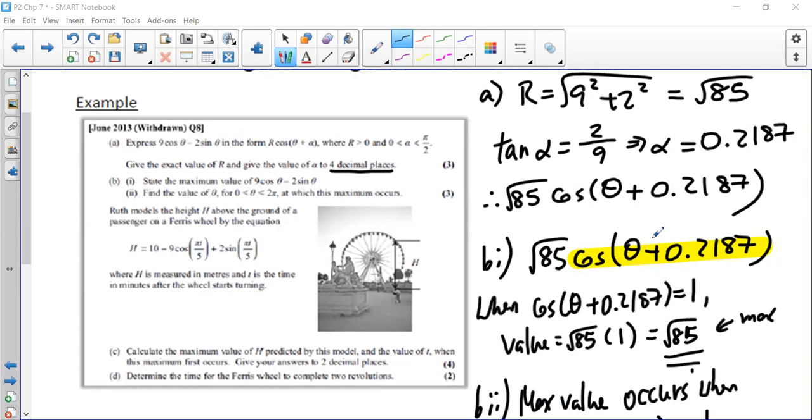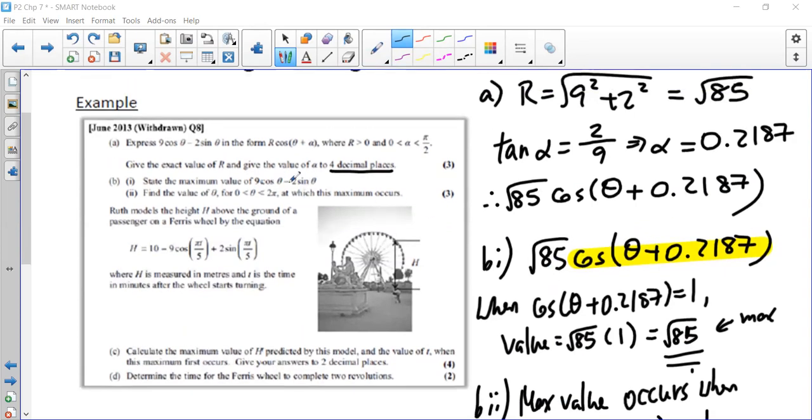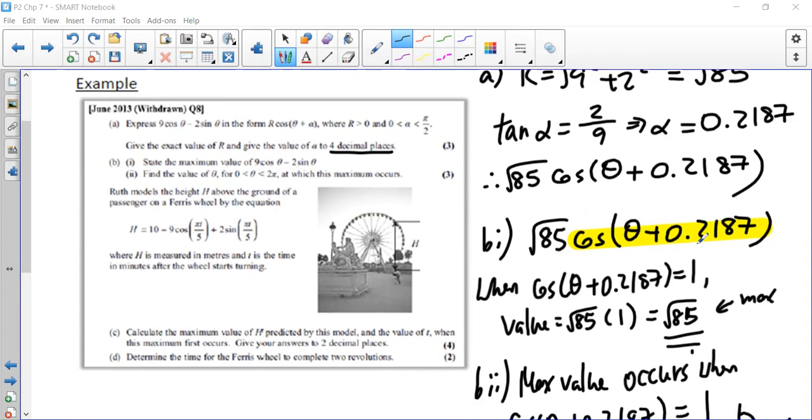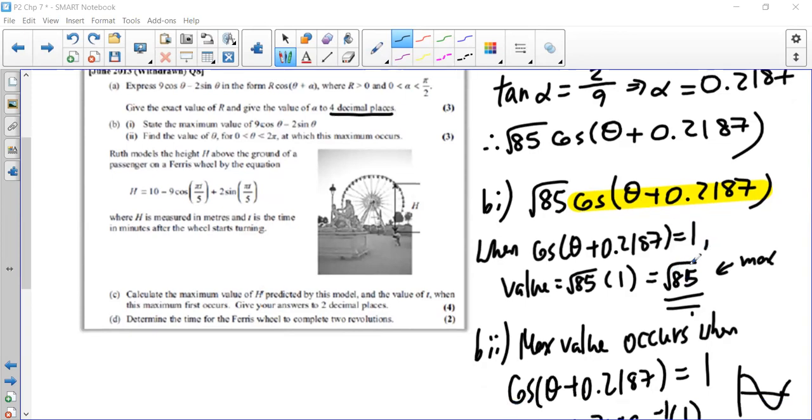B1. State the maximum value. So we don't use the 9 cos theta minus 2 sin theta anymore. We use the root 85 cos(theta plus 0.2187). To work out the maximum, I replace the highlighted part with 1. So that gives me root 85. If I ask you a question, what's the minimum? Do you know the minimum? The minimum is when I substitute this to be minus 1. So root 85 times negative 1 will be negative root 85. That will be the minimum. But if I substitute 1, that will be the maximum.